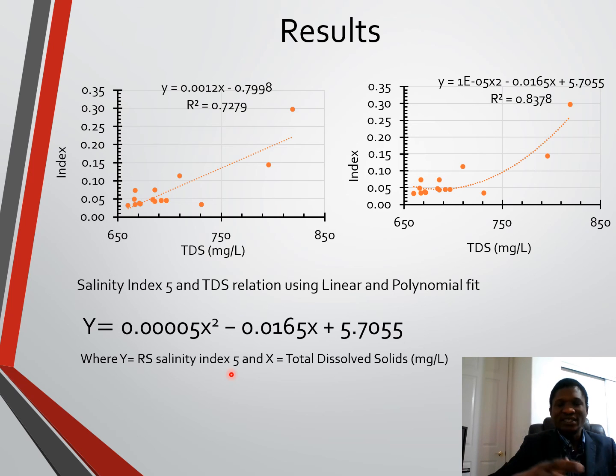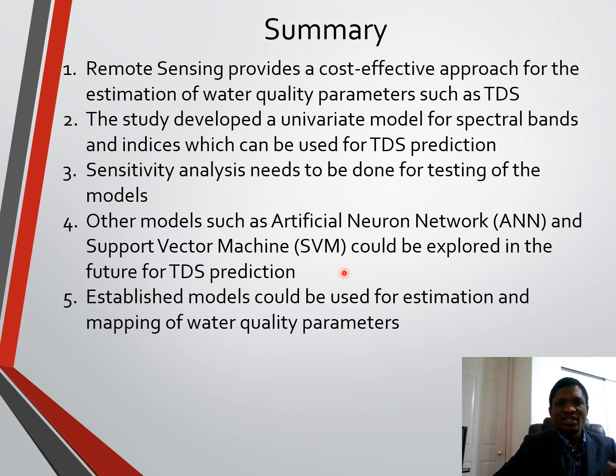You are able to know the same information you would have obtained using field or lab work, which are expensive. So in summary, remote sensing provides a cost-effective approach for the estimation of water quality parameters, and the study developed a univariate polynomial model for TDS prediction. Sensitivity analysis needs to be carried out on this to check the predictive power of this model. Other models could also be utilized in future, which include artificial neural networks and support vector machine systems. The established model could be used for estimation and mapping of water quality parameters.